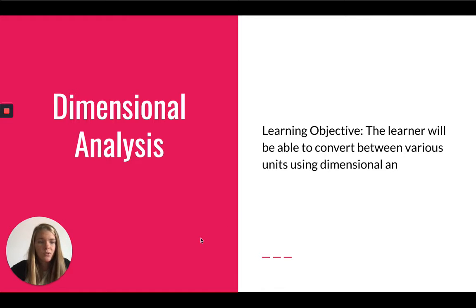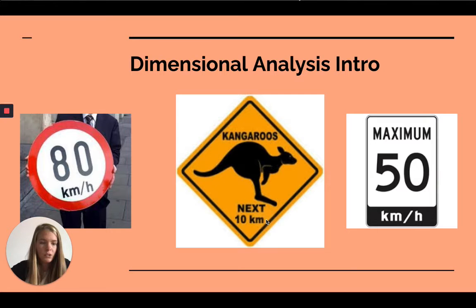looking at these three images, if my slide will change, there we go. Looking at these three images, you see an 80 kilometers per hour sign, a kangaroo next 10 kilometers, and a maximum speed of 50 kilometers per hour. I want you to think, do you know what kilometers mean? Do you know if you were driving a car, how fast could you actually go if it was 80 kilometers per hour? Would you be speeding? Would you not be speeding?